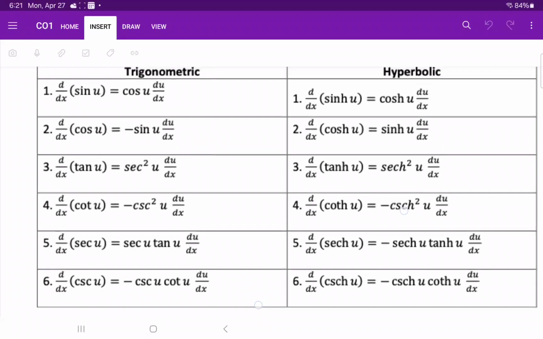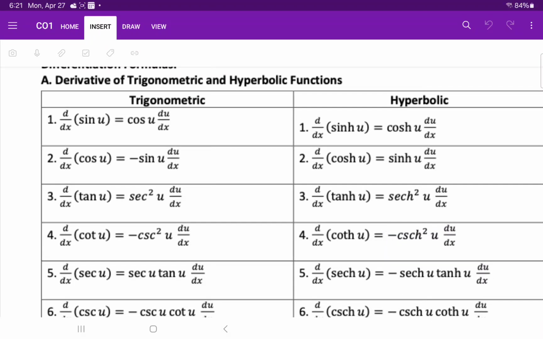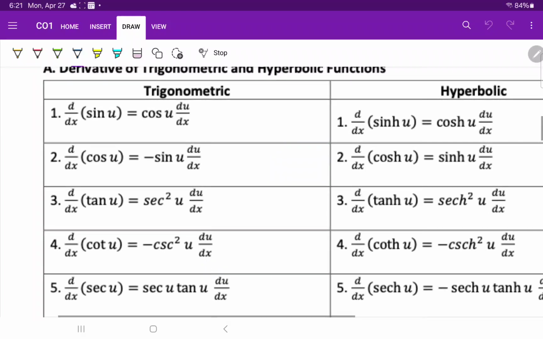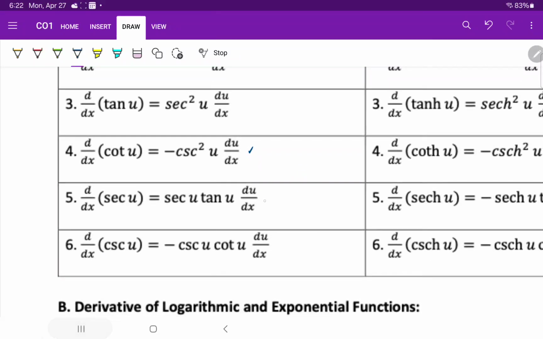Again, let's go over this one first. I discussed already the derivatives of trigonometric functions. For the derivative of sine, we have cosine u du dx. The derivative of cosine is negative sine u du dx. For tangent, it's secant square u du dx. For cotangent, negative cosecant square u du dx. For secant, secant u tangent u du dx. And for cosecant, you have this one.